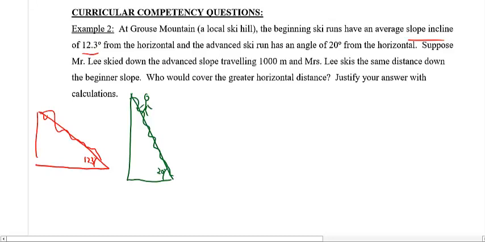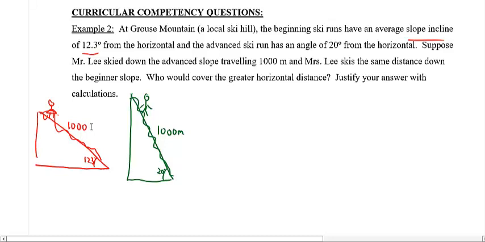Traveling 1,000 meters. So that distance I traveled here is 1,000 meters. And Mrs. Lee, my wife, skis the same distance down the beginner slope. Here she is. The same distance, but down the beginner slope. Who would cover the greater horizontal distance?